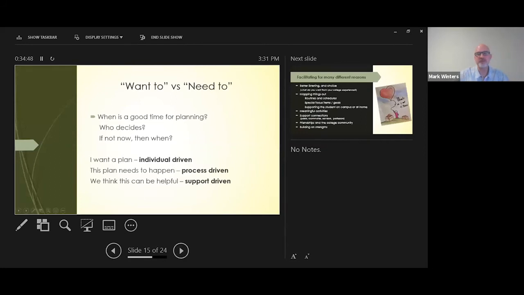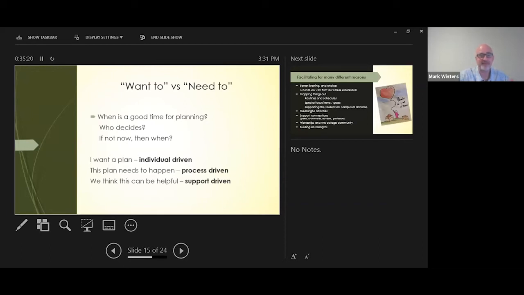So want to versus need to planning, right? When is a good time for planning, and who decides, right? And we might ask ourselves the question, if not now, then when? And there are really sort of three times when a person-centered plan or the facilitation of a plan is happening. And that is when the person says it, I want to plan. This is something I want to do. It's driven and motivated by themselves.